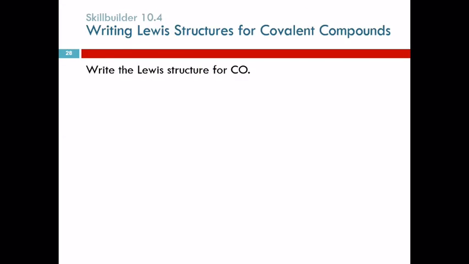Let's write the Lewis structure for carbon monoxide. So the first thing is to figure out how these atoms are connected. Well, this is a simple molecule, so there's only 2 atoms. They have to be connected to each other, right? So we're going to have the carbon, and we're going to have the oxygen next to it. And then we have to figure out how many valence electrons. Well, how many valence electrons does carbon have? 4. And how many valence electrons does oxygen have? 6. So 4 plus 6 equals 10. That means I can put 10 dots on this structure.